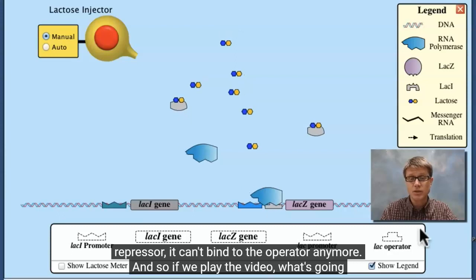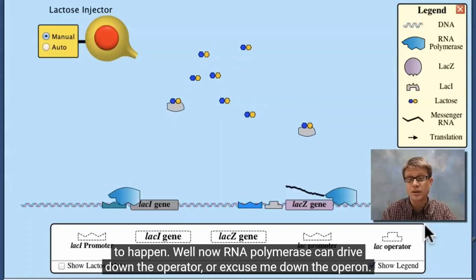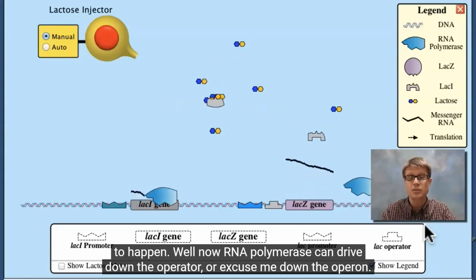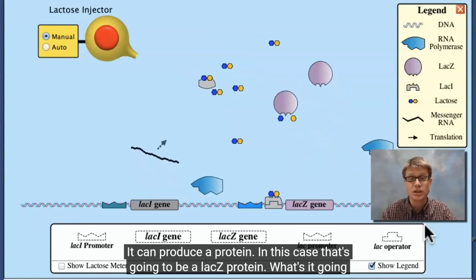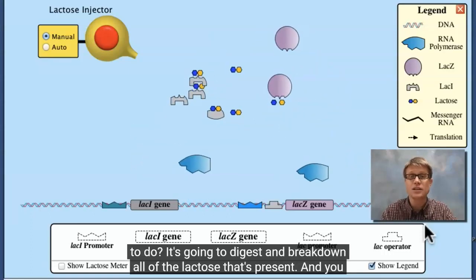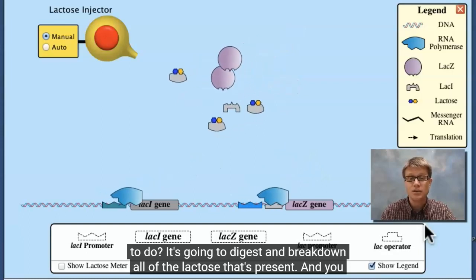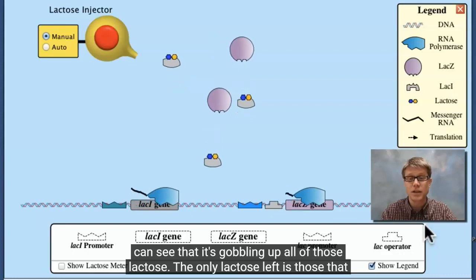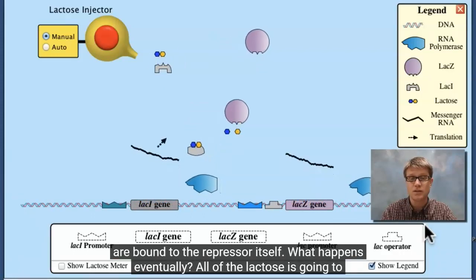And so if we play the video, what's going to happen? Well, now RNA polymerase can drive down the operator, down the operon. It can produce a protein. In this case, that's going to be a LacZ protein. What's it going to do? It's going to digest and break down all of the lactose that's present. And you can see that it's gobbling up all of that lactose. The only lactose left is what's bound to the repressor itself.